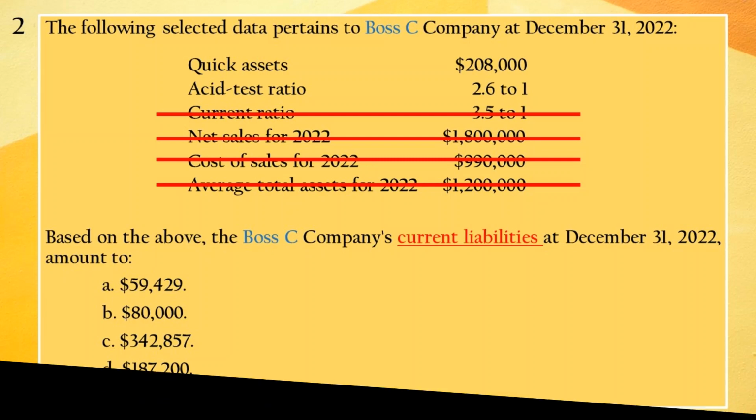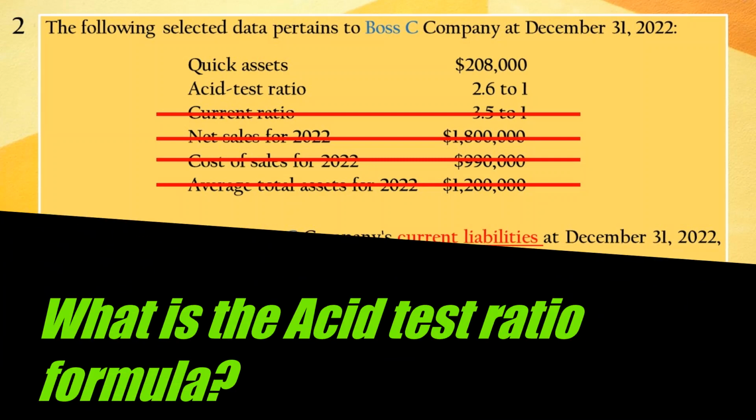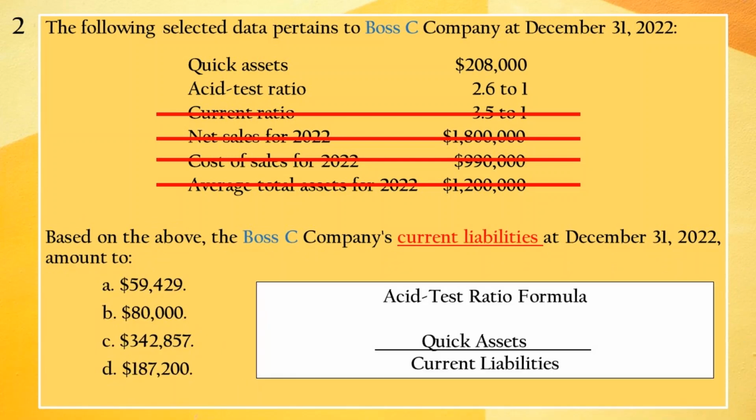So let's see if we can use the asset test ratio to help us answer this question. So we know that the asset test ratio equals quick assets divided by current liabilities, which is what we're trying to figure out. Quick assets are current assets minus inventory, and we have that given in the question. So therefore, we can solve for current liabilities.